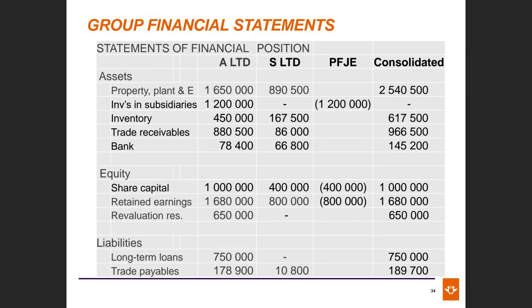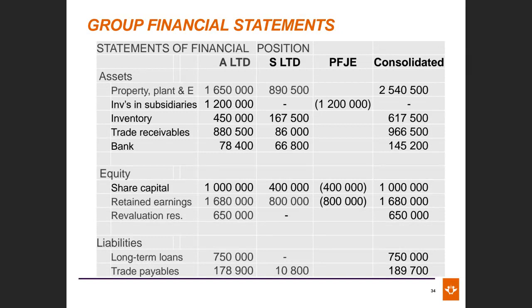Now look, we had the investment in Sunny of 1.2 million. We cannot have that in the consolidated financial statements because we're going A plus S, and this is the consolidated financial statements of A and S. So this is going to be the pro forma journal entry. PFJE stands for pro forma journal entry. We'll carry on with these examples and we'll see where there's goodwill and a gain on bargain purchase, how that is recorded.